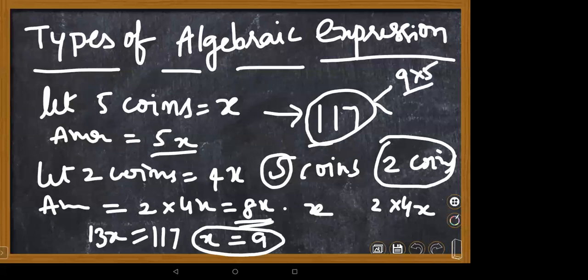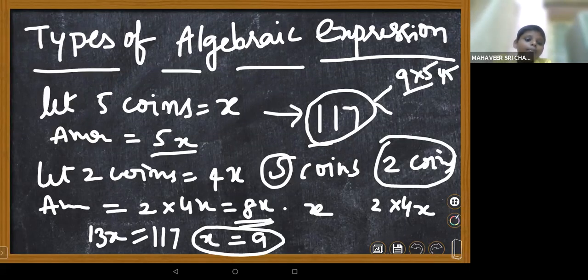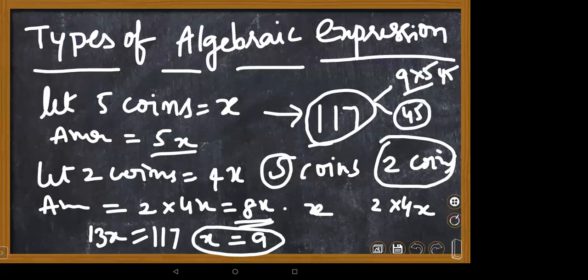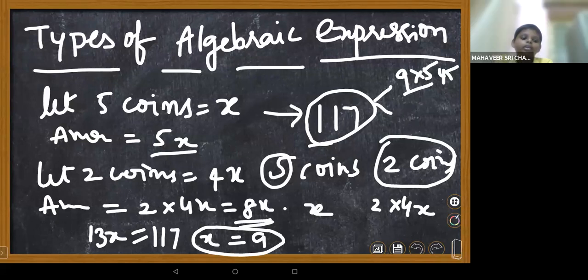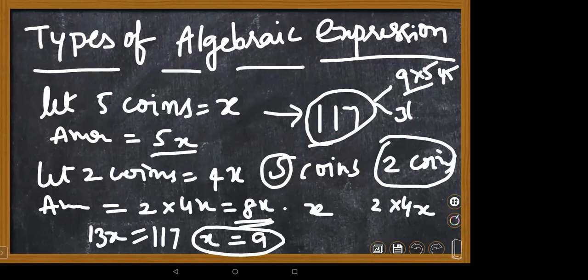Ma'am, how many 2 rupee coins? The 2 rupee coins are 4x, which is 4 into 9. 45, ma'am, I think. 4 into 9, 36. Nana, 36, ma'am, 4 into 9, yes. 36 into 2, 36 two times. You just add these two amounts. You will get 117 or not.